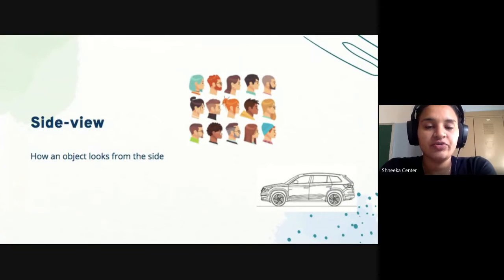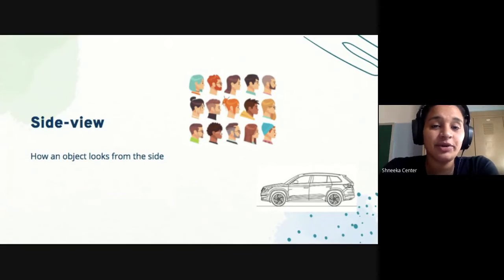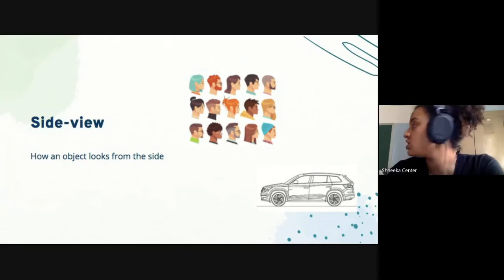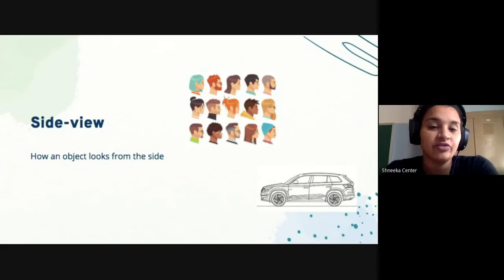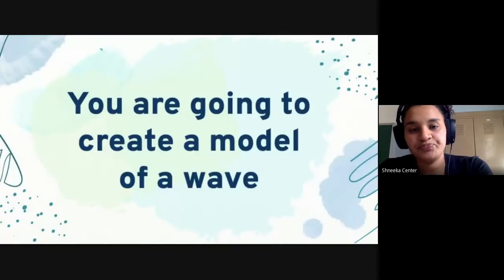Before we get started, let's review one of the key vocabulary words that you are going to need to understand to complete this lesson. So the only word you'll really need to know is side view. Side view is just how an object looks from the side. So a side view of a face is also known as a profile. It's the side of your face. So you are going to be creating a model of a wave from its side view.